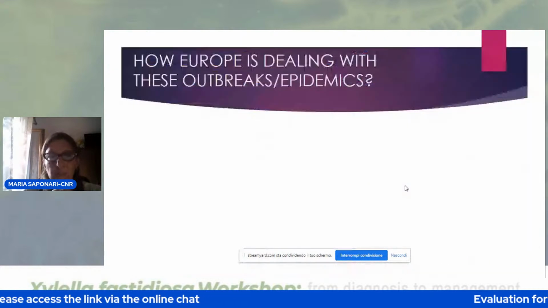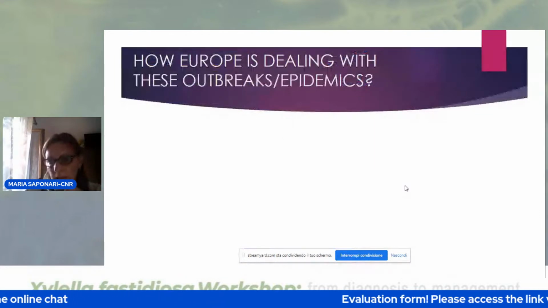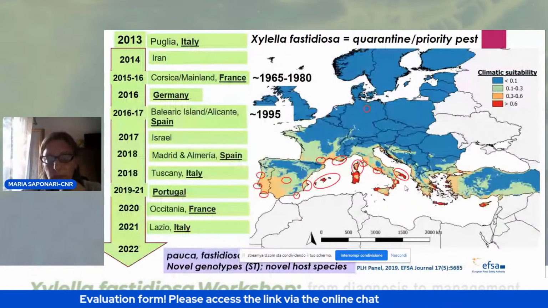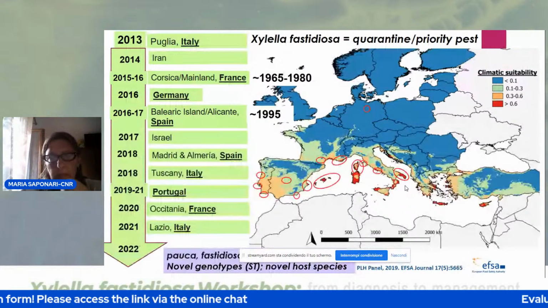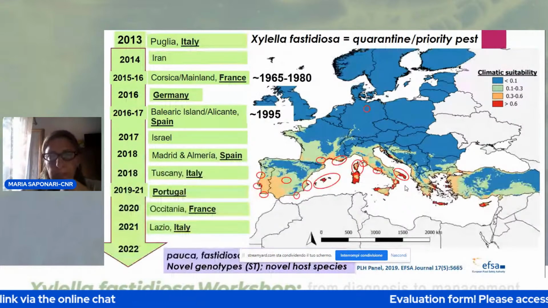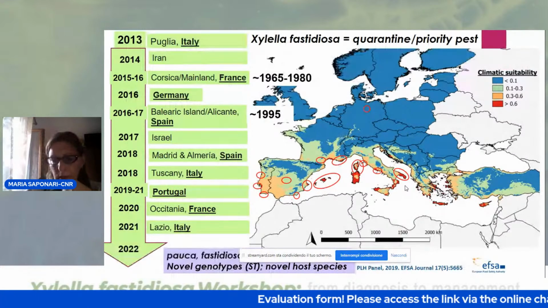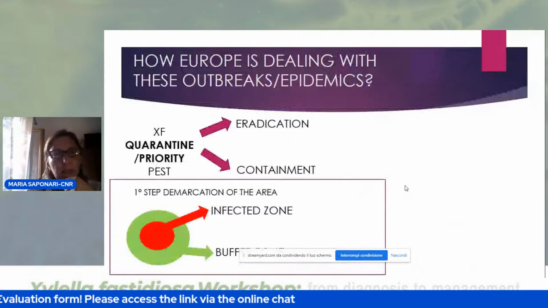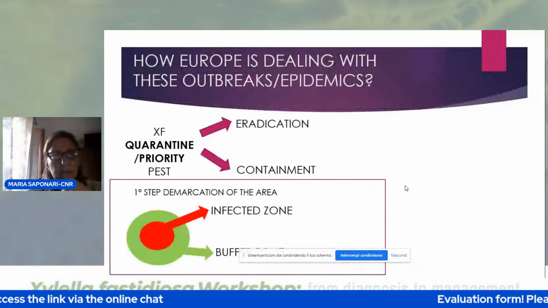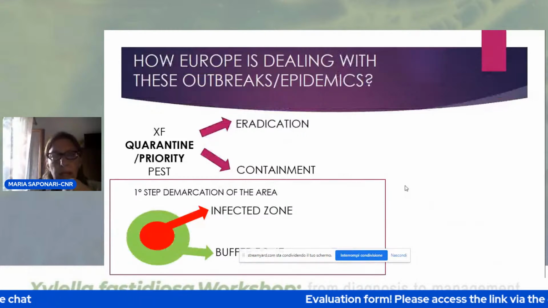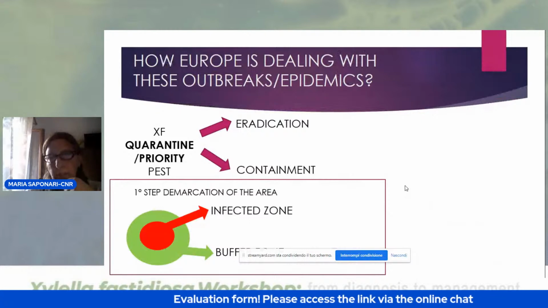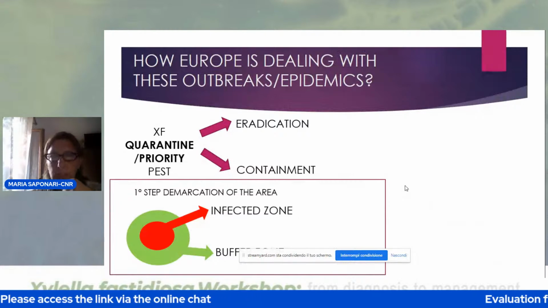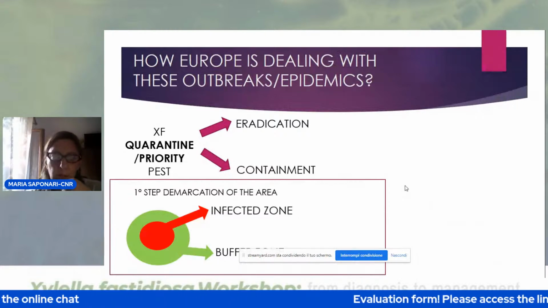Despite these numerous outbreaks, it should be said that in any case, the European area affected by the infection and by the outbreaks or epidemics is still limited compared to the whole territory of Europe. And it is for this reason that Xylella for Europe is still categorized as a quarantine and a priority pest. And as such, there are some mandatory measures that are applied to contain it and to protect the rest of the European countries and territories from this pest.